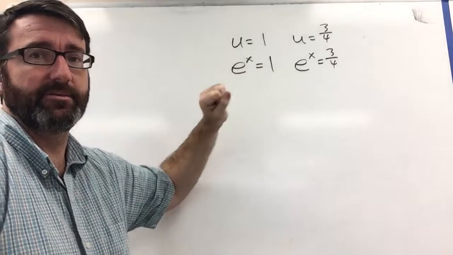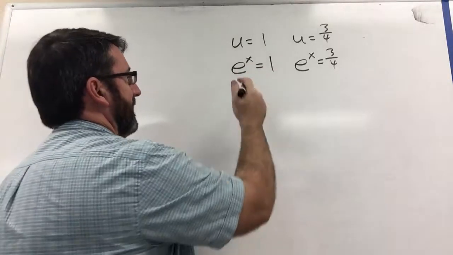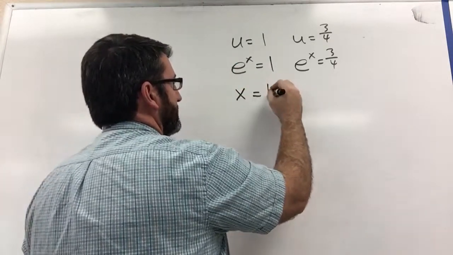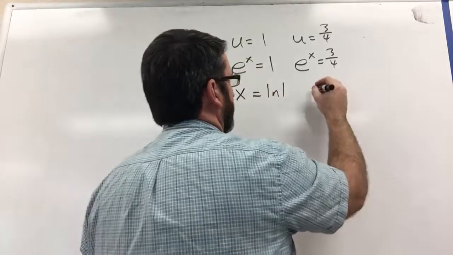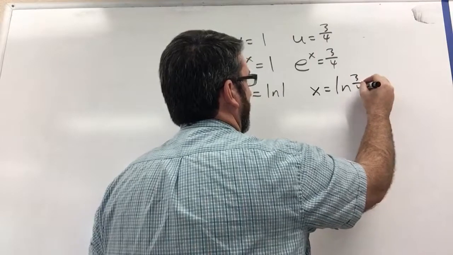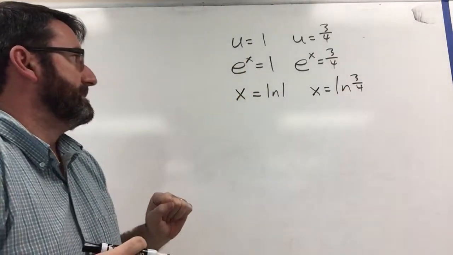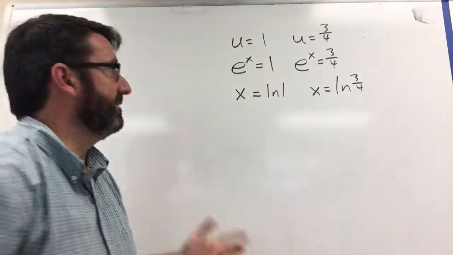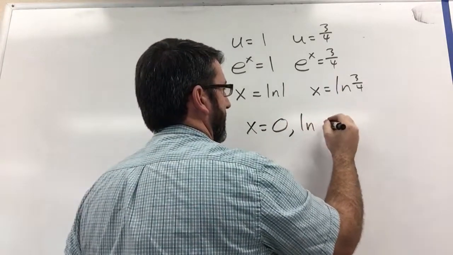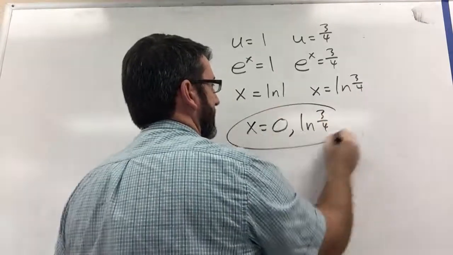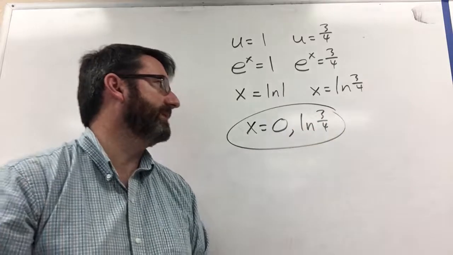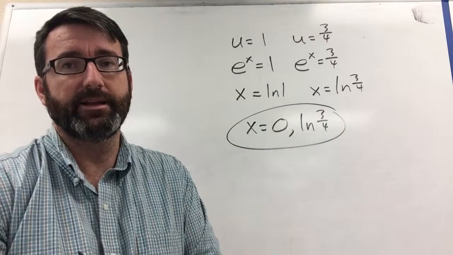And then to get x, we're going to take the natural log of both sides. Natural log of e to the x is just x equals the natural log of 1. Over here we get x equals the natural log of 3/4. Natural log of 1 is 0, so x is either equal to 0 or the natural log of 3/4. And you can leave this like that or plug natural log of 3/4 into your calculator to get an approximation.